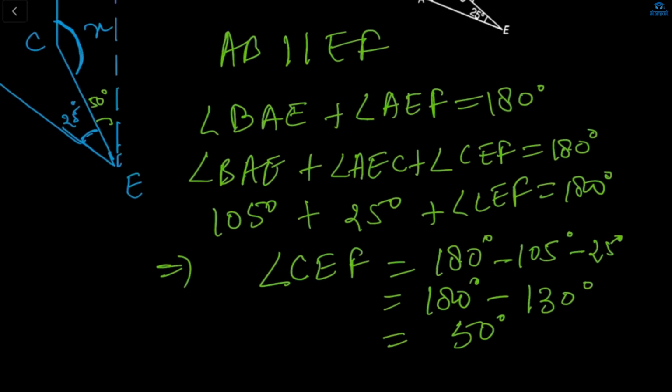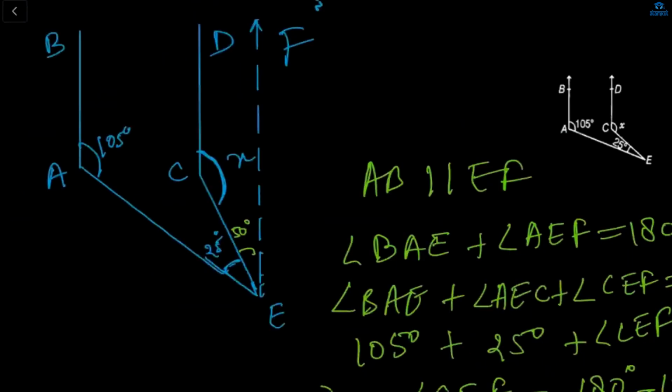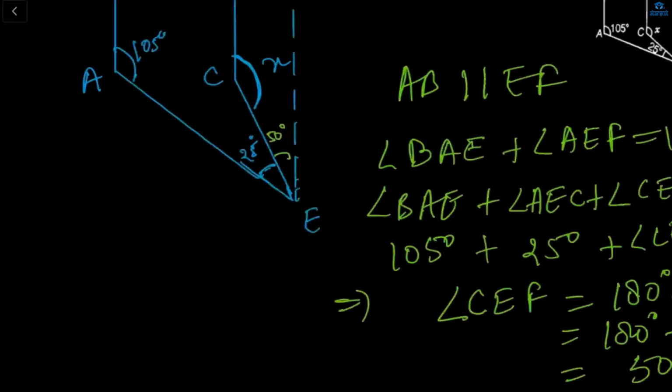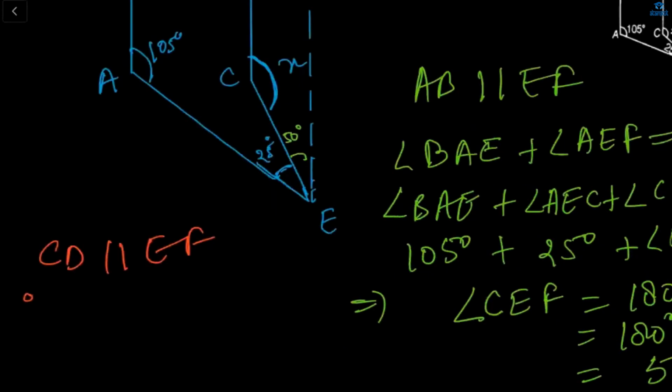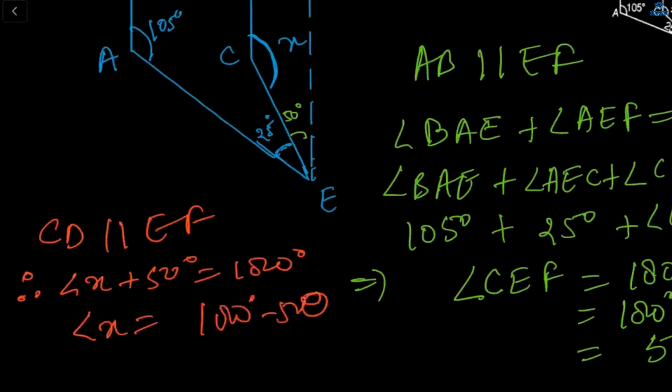Now we have got this as 50 degree. Now you see angle on this side, CD is parallel to EF. If CD is parallel to EF, that means angle X plus angle 50 will be equal to 180 degree. So CD parallel to EF, therefore angle X plus angle 50 degree is equal to 180 degree. So angle X is equal to 180 degree minus 50 degree, equal to 130 degree. I calculated this 50 to get the value of angle X. Understood? So here, angle X is equal to 130 degree.